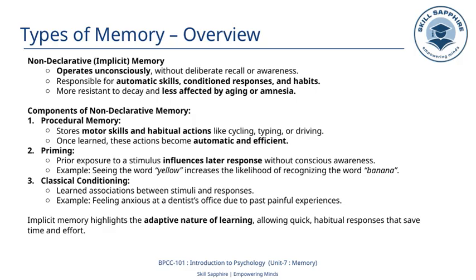Next is priming, where prior exposure to a stimulus influences our response later on, without us even realizing it. For example, if I show you the word yellow, you're more likely to recognize the word banana afterward, simply because of that earlier exposure. Then we have classical conditioning, which involves learned associations between stimuli and responses. A common example is feeling anxious when you visit the dentist's office because of past painful experiences there.